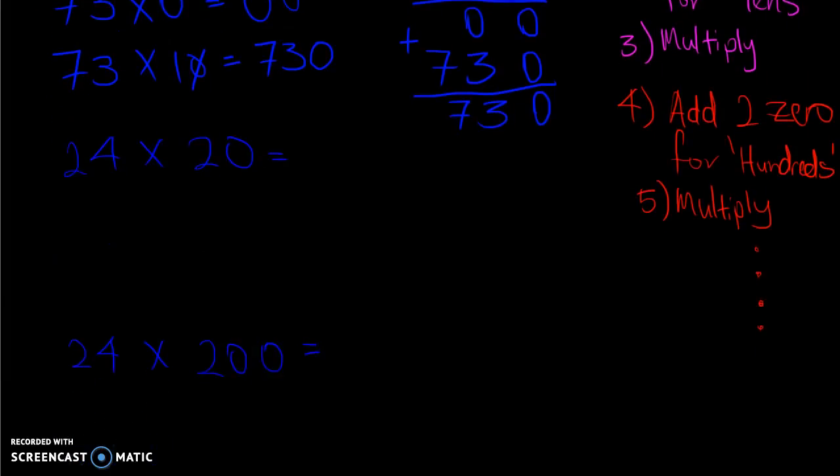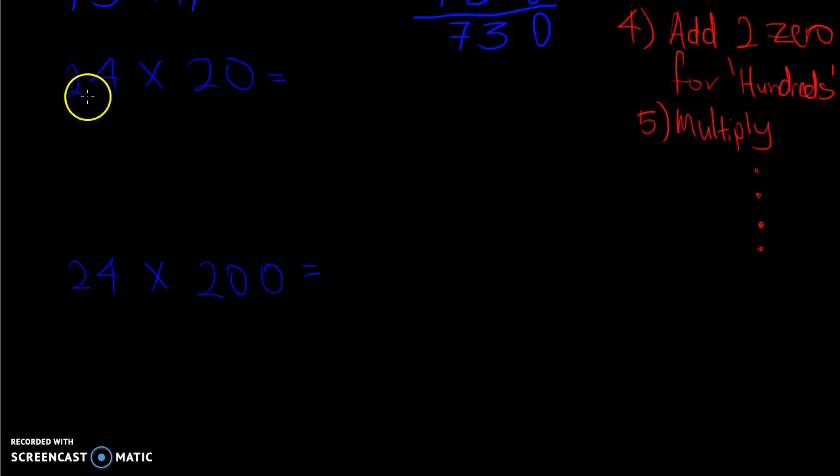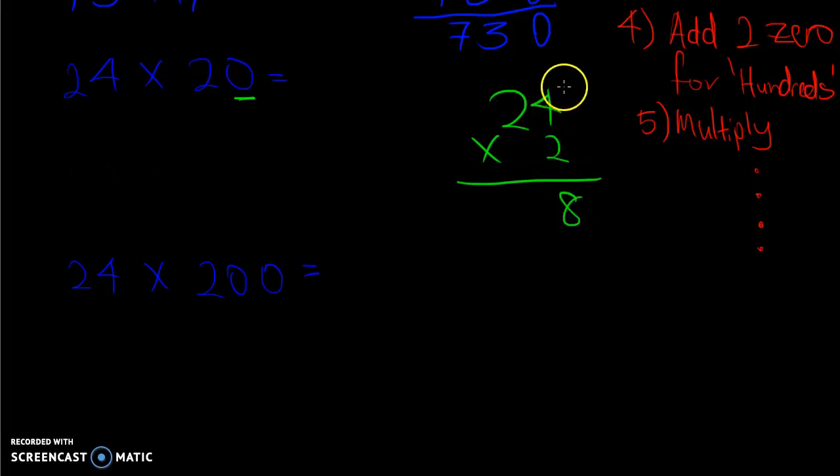Back to another example. As you can see here, 24 multiplied by 20. As I mentioned before, because there's 1 zero, all I have to do is multiply 24 by 2 first, and afterwards add a 0. So 24 multiplied by 2. 4 multiplied by 2 gives me 8. I'm done with this. 2 multiplied by 2 gives me 4. So I get 48, and I put a 0 later on. So this is my answer for 24 multiplied by 20.